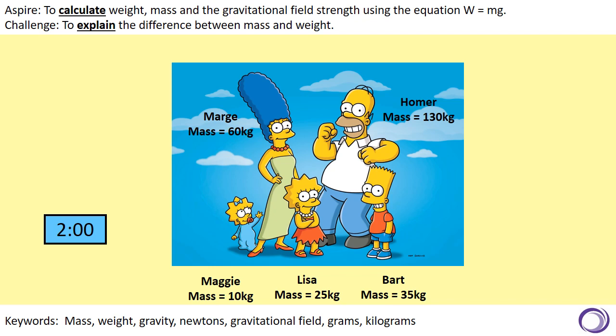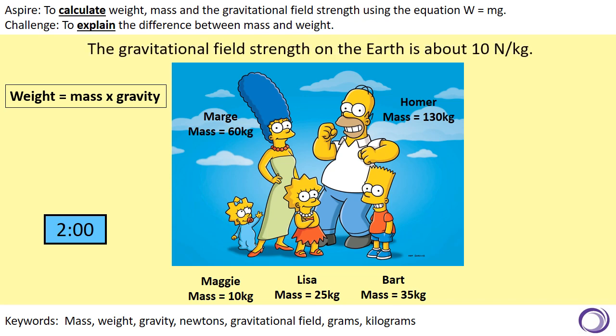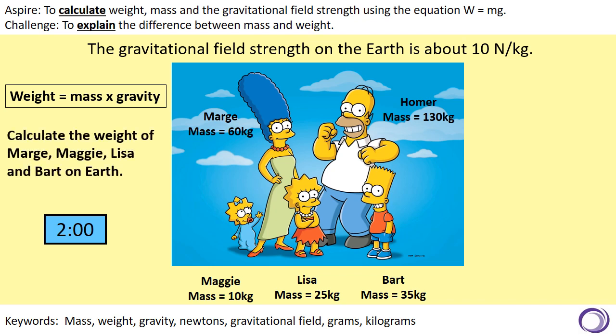So let's get you doing a little bit of work. You won't need your calculator yet because I'm picking easy numbers. So we're going to use weight equals mass times gravity. We've got the masses of the five of them on the screen. I'm telling you the gravitational field strength on Earth is about 10 newtons per kilogram, so we'll use that for now. I want you to calculate the weight of Marge, Maggie, Lisa and Bart on Earth.